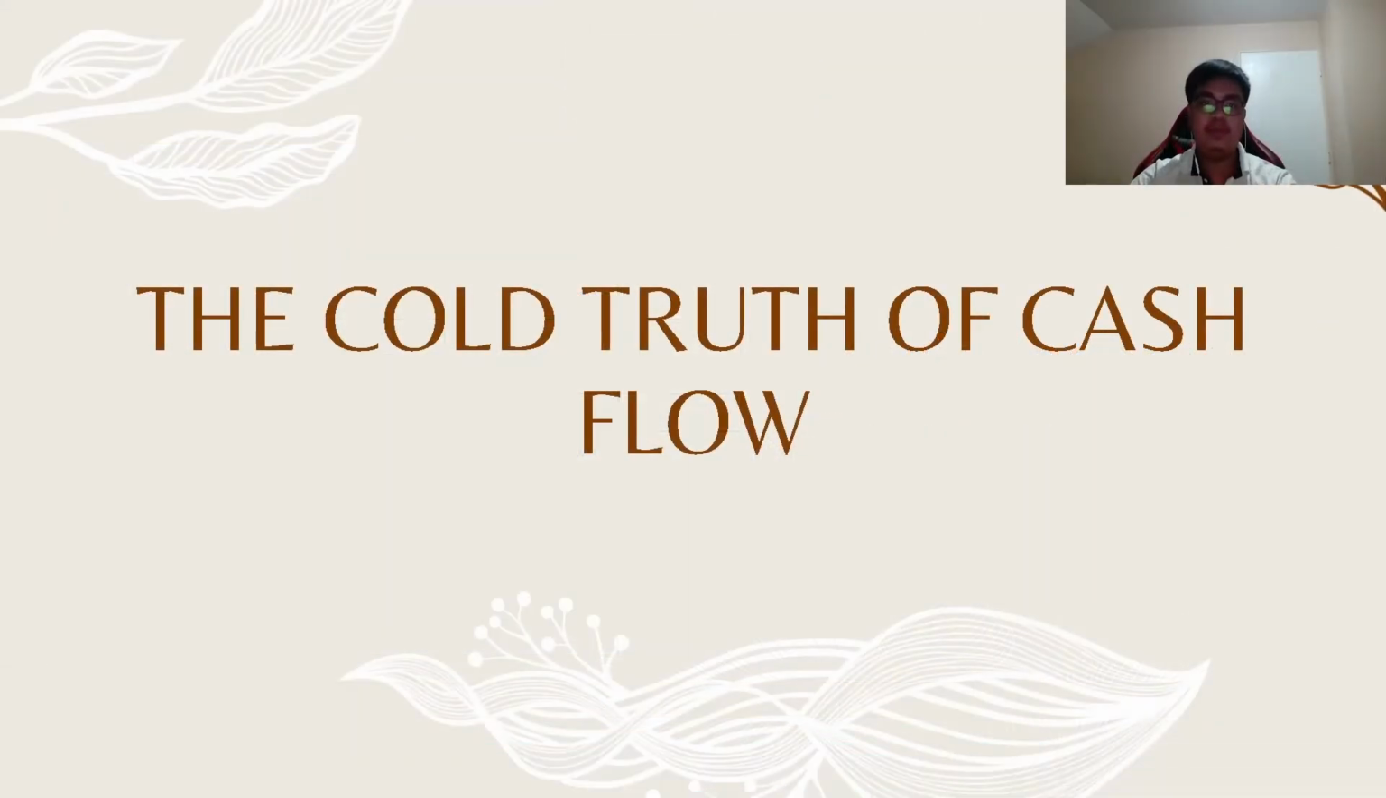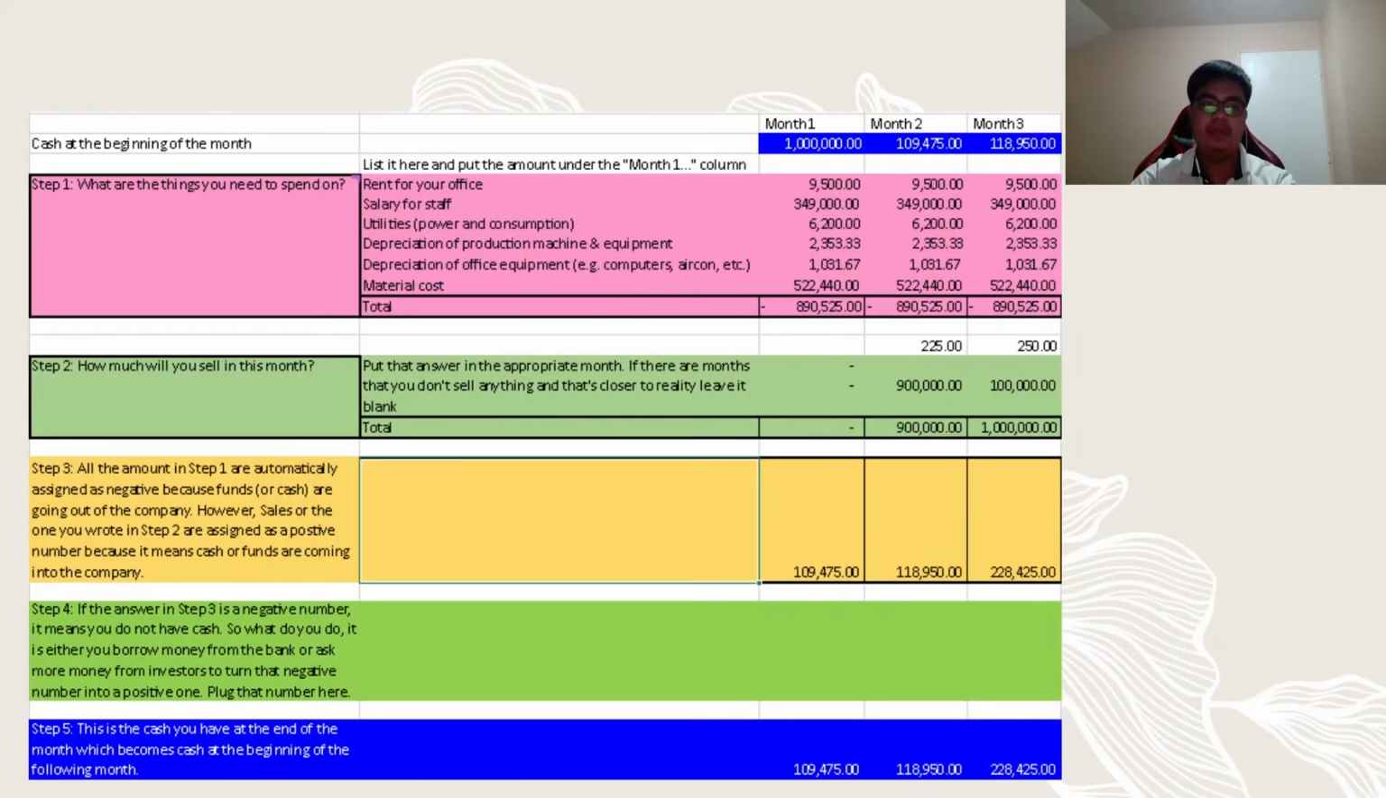For the cold truth of cash flow, here we have step 1. What are the things you need to spend on? First, we have the rent of office, salary of staff, utilities, machine and equipment, office equipment, and material cost. With this on step 1, we also have a budget for our company of 1 million pesos, which is here. This is just to invest in the material and equipment alone.